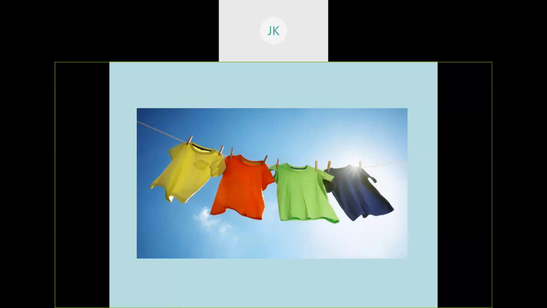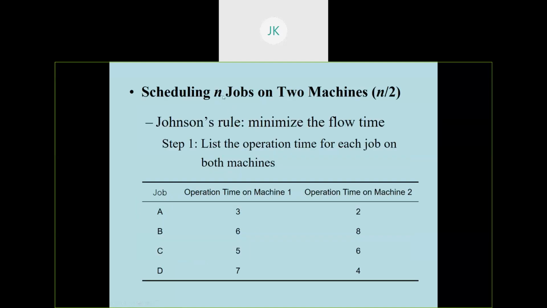Anyway, if we have multiple jobs, and those jobs need two machine works, then we use Johnson's rule to minimize flow time. First step, list the operation time of each job on both machines. Job A needs 3 time units on machine 1, 2 time units on machine 2. B needs 6, 8, C needs 5, 6, and so on.